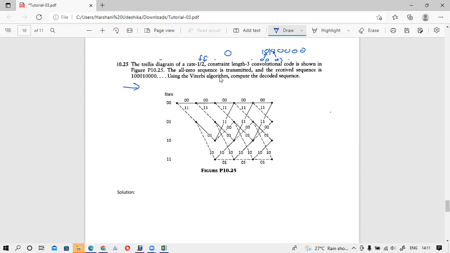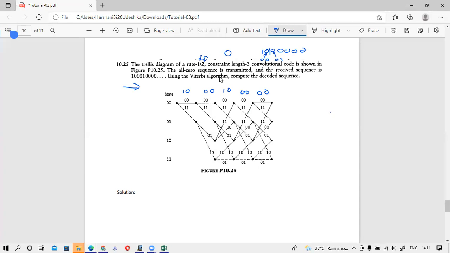So we have transmitted the all-zero sequence, but we have received this sequence: 1 0 0 1 0 0 0 0 0. This kind of sequence you will get. So what we have to do is count the minimum Hamming distance.